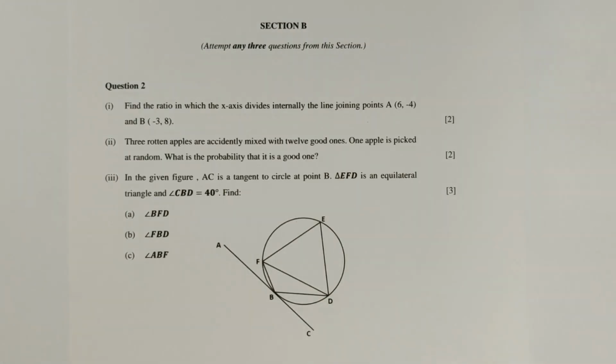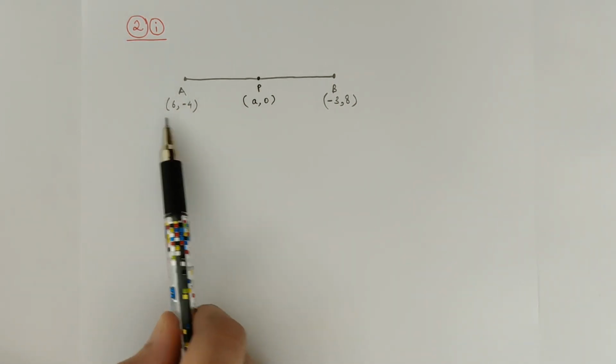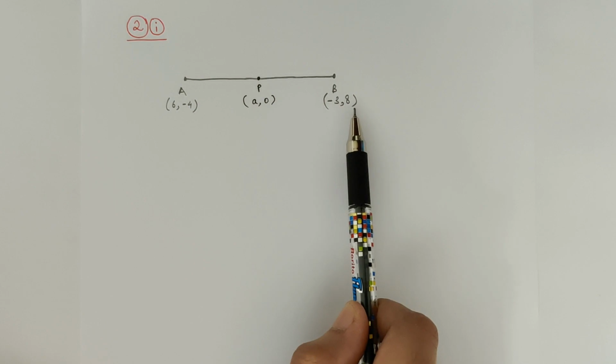Section B. Guys, in section B, you will have to attempt any 3 questions out of the 5 questions that you get. Question 2, part 1. You have to find the ratio in which the x-axis divides internally the line joining points A (6, -4) and B (-3, 8). Let's do it. So guys, over here we have the points A (6, -4) and B (-3, 8).